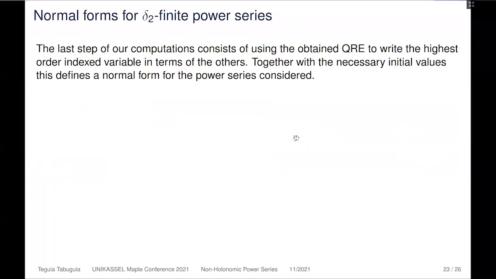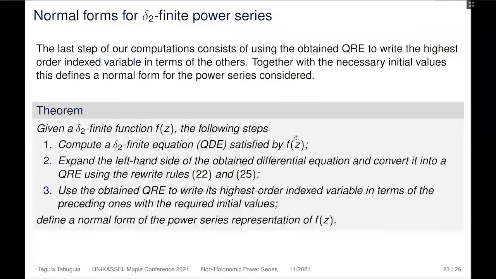Now, for normal forms of delta-finite power series, the last step of our computation consists of using the obtained quadratic recurrence equation to write the highest order index variable in terms of the lower orders. And with necessary initial values, this defines a normal form for the power series considered. And then we have the theorem, which says, given a delta-finite function, the following steps define a normal form of the power series representation of f.